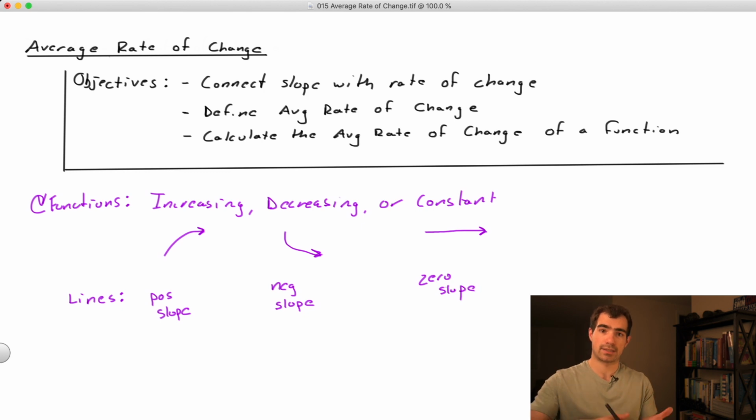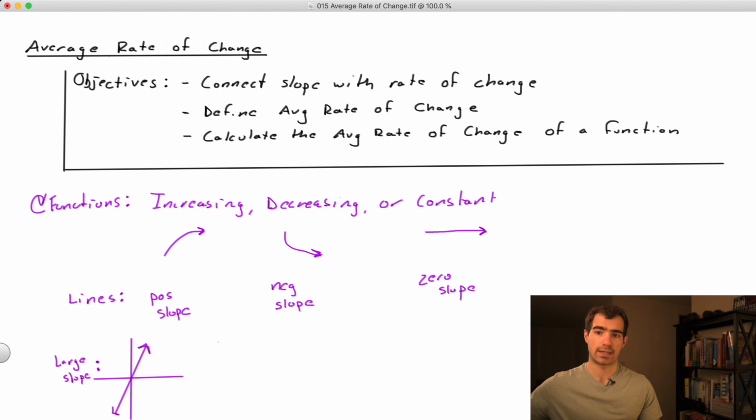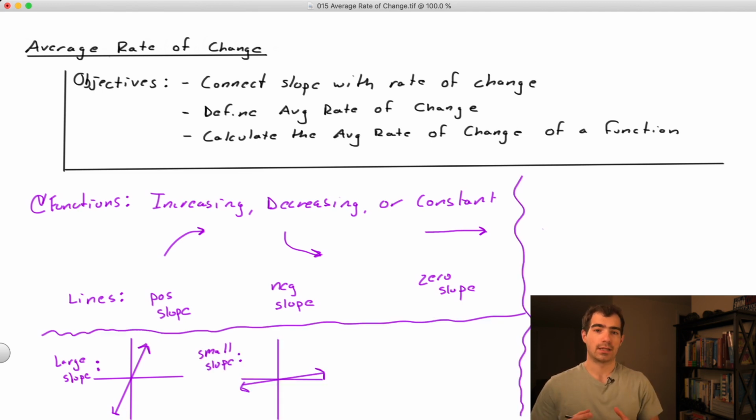And then we took that a step further to say that if you had a really steeply inclined line, one that was rising very rapidly, that could be quantified by a very large slope. On the other hand, if we had an almost flat line, one that was climbing very, very slowly, that would be quantified by a really small slope. Now this is really great and useful in the case of a linear function, in the case of a line.